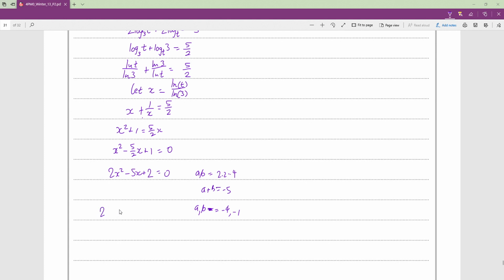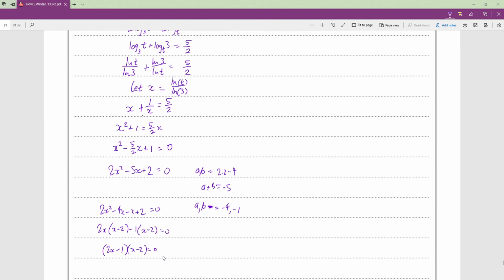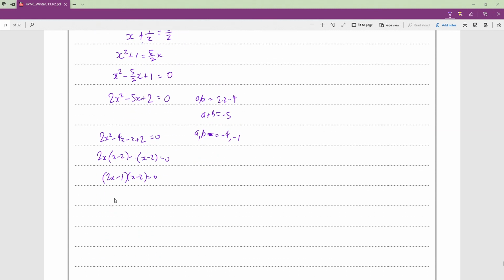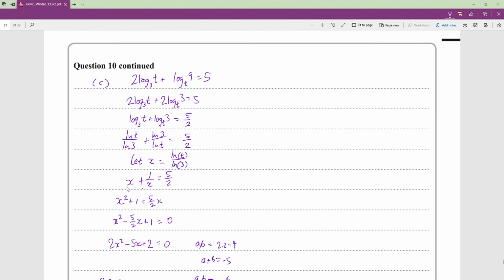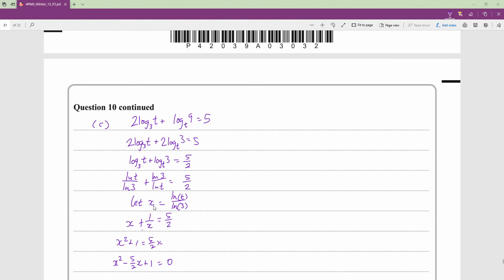2x squared minus 4x minus x plus 2 is equal to 0, and factoring out 2x from the first two terms, 2x times (x minus 2), then minus 1 times (x minus 2) is equal to 0. So (2x minus 1)(x minus 2) is 0. And we will get x is equal to 1 over 2 and 2. But we're not done. We need to substitute this back in order to find t.